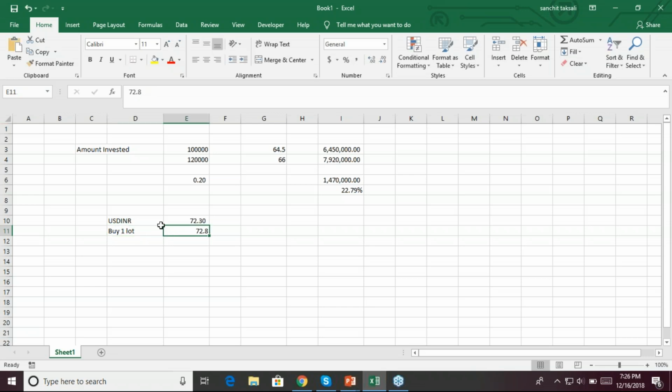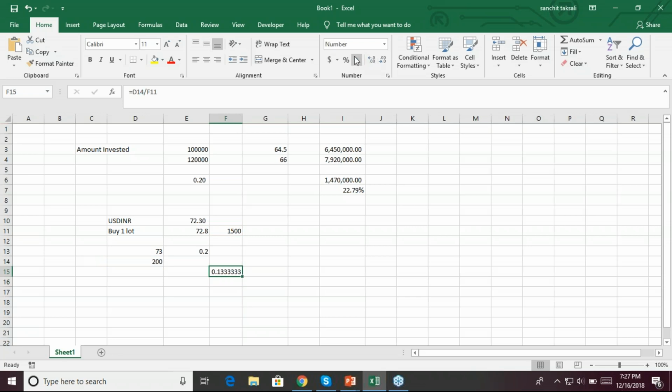Whenever there is a movement from 72 to 73, I'll be getting around 0.2 paisa. So 0.2 paisa multiplied by 1000, that's it, I'll be making a 200 rupees gain, and my investment will be around 1500. So the net gain that I will be making is around 13.33%. That's the basic calculation of currency.